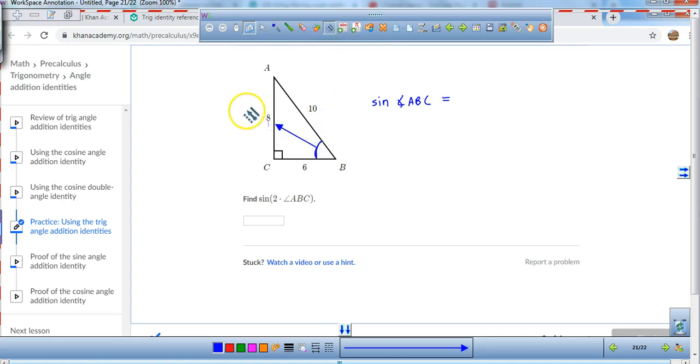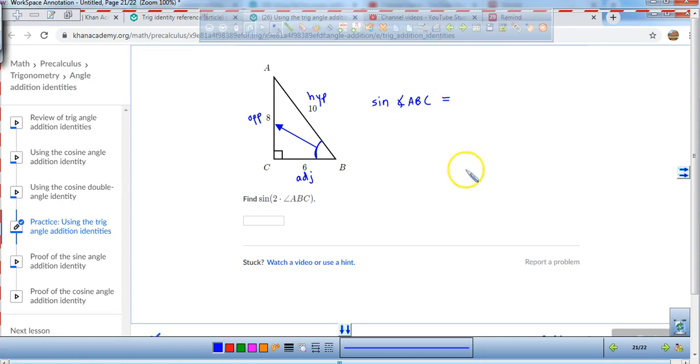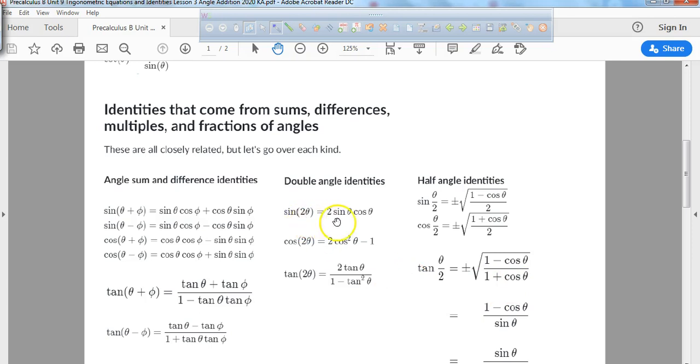Draw the arrow going across. Label the opposite side. There's the hypotenuse. There's my adjacent side. Alright, so my opposite over my hypotenuse is also 8 over 10, which reduces to 4 over 5. I'm going to use that right there. Let's go over to our sine of 2 theta. Not expecting you to memorize all these. Sine of 2 theta, it says 2 sine theta, cosine theta.